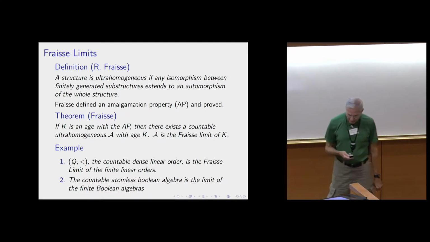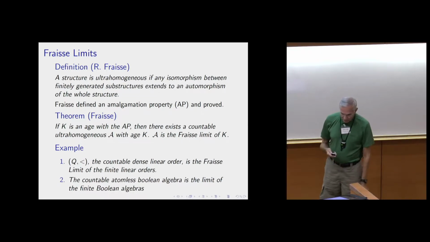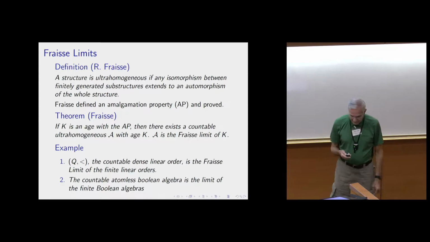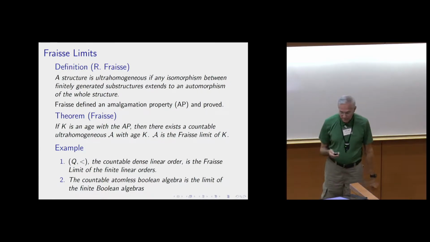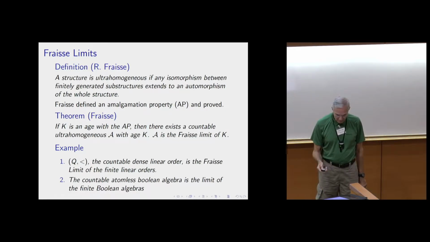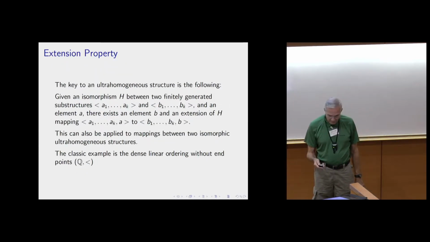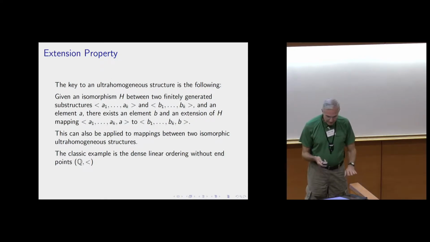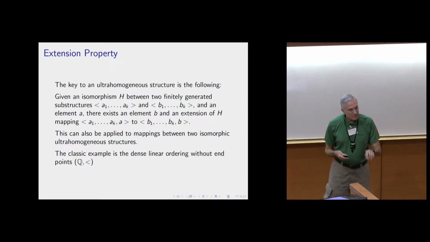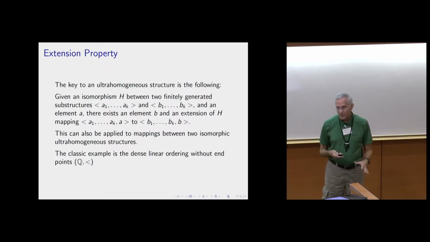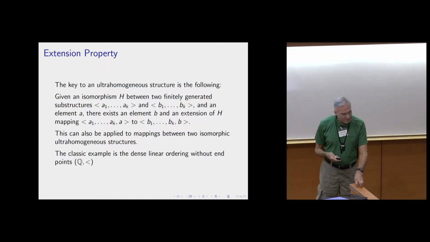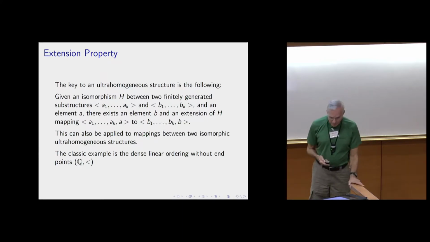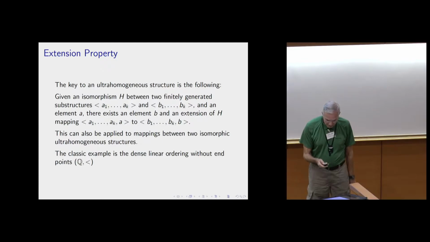As examples, the countable dense linear ordering is the Fraïssé structure for linear orders, and the countable atomless Boolean algebra is the Fraïssé limit of the finite Boolean algebras. And the key, I think Dennis had a slide where he talked about that too, is that it's enough to say that you can extend a finite isomorphism to an automorphism of the structure one step at a time, essentially. So that's well known.